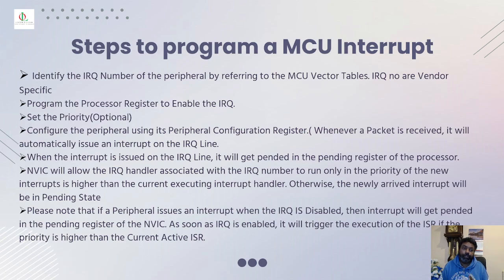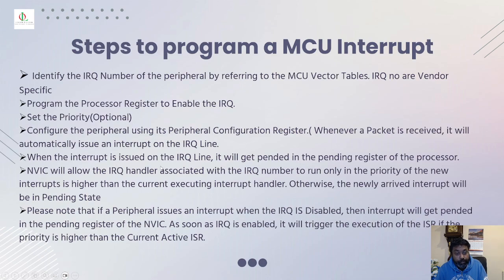The first point is you need to identify where the interrupt request is from the vector table. You need to go to the vector table and identify, for example, with this USART2 we are going to learn, that the IRQ is 38. So once you find the number, then program the processor register to enable. You have to enable that register first and then set its priority level if you want to, but it's just optional. Then configure the peripheral using its peripheral configuration register when a packet is received.